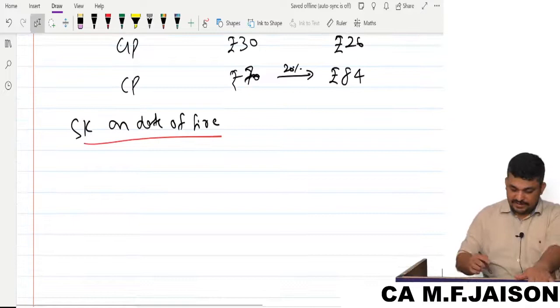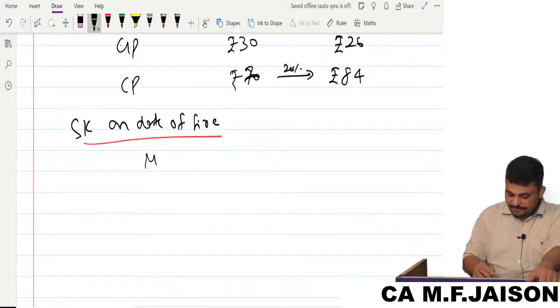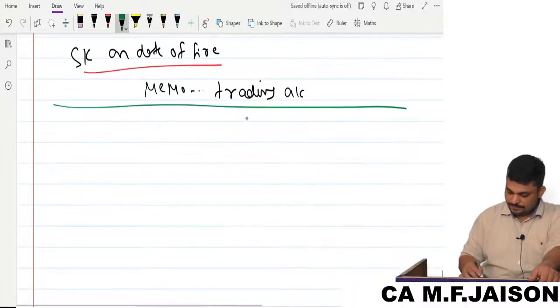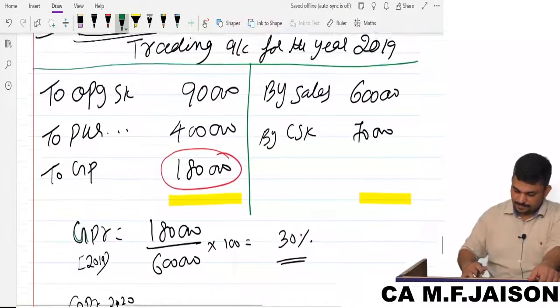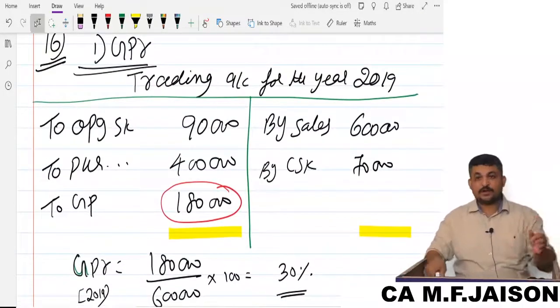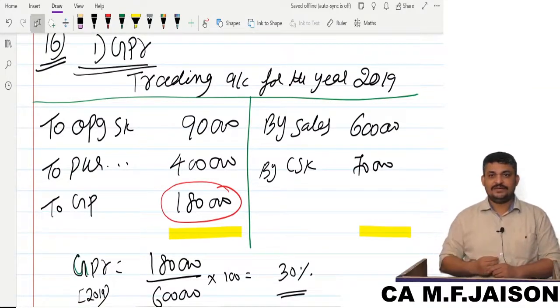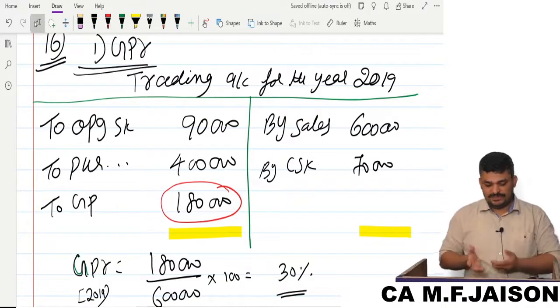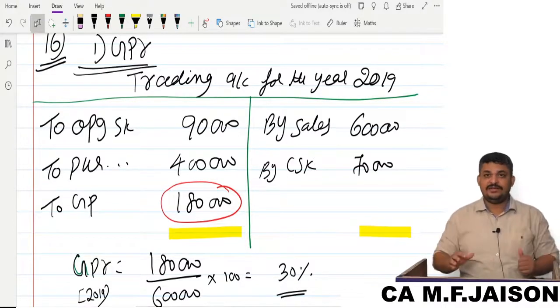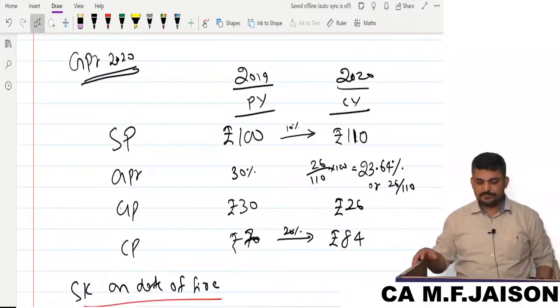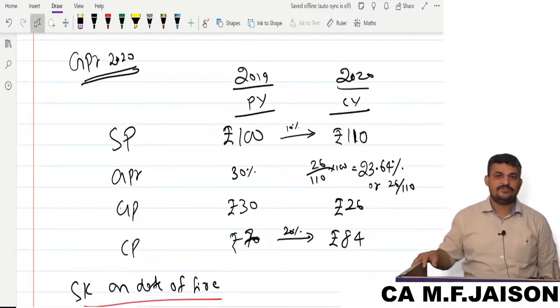We have stock on date of hire, for which we prepare a memorandum trading account. So this is copying slide number 1. I won't show it later. Copying slide number 1, so pause the video and copy this much. Anyway, if you already did, super. This is frame number 2, copying frame number 2.